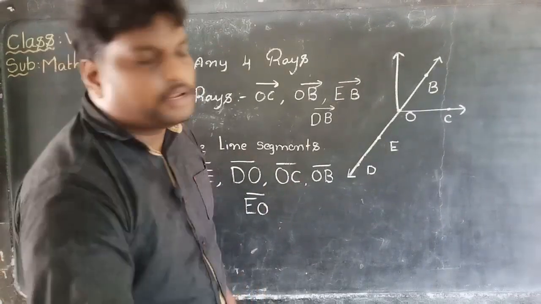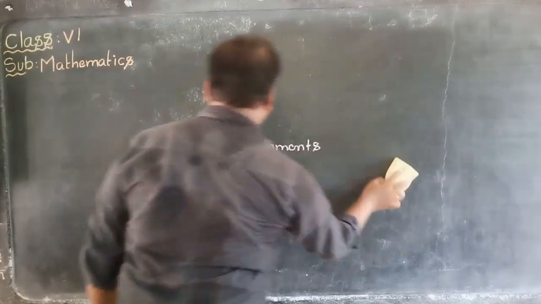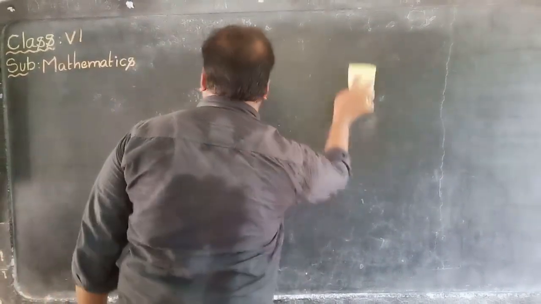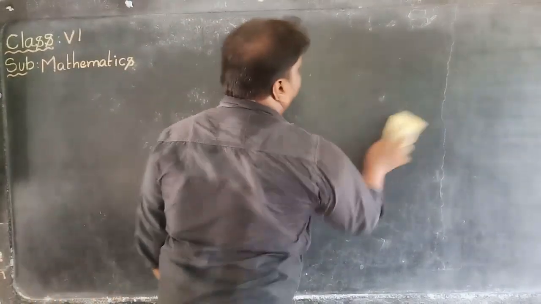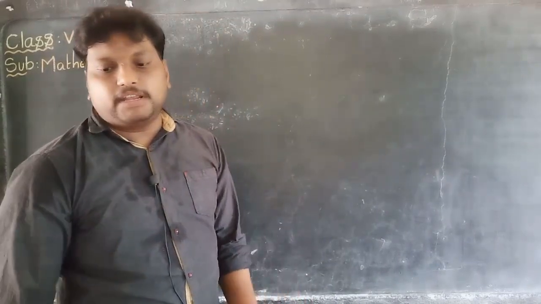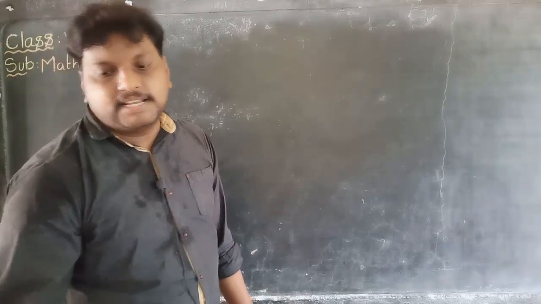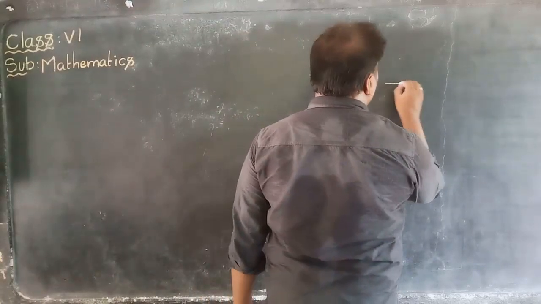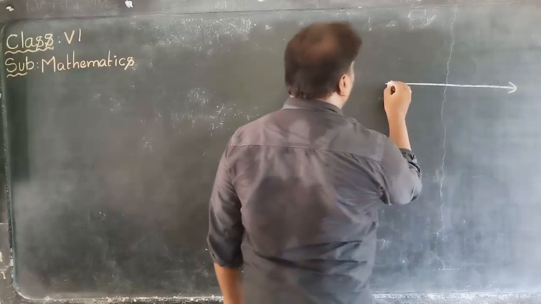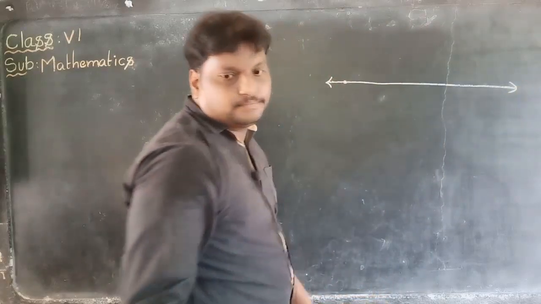Okay. Next, we'll go to another problem. What is the next problem? Name the given line in all possible 12 ways, choosing only 2 letters. Here one line is given, and the points are also given.